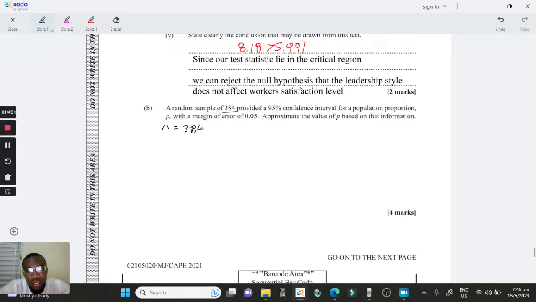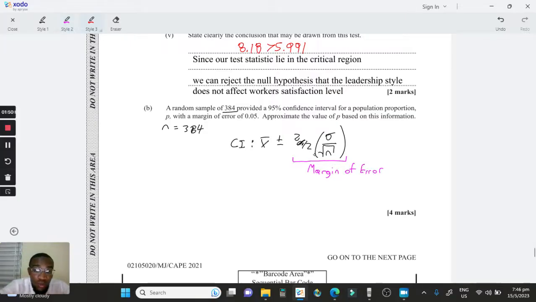Now remember, the confidence interval formula is x bar plus or minus Z alpha over 2 in brackets, sigma divided by the square root of n. And this part is what we call the margin of error. Guys, go and check out the video we have on confidence interval. So the margin of error is 0.05.